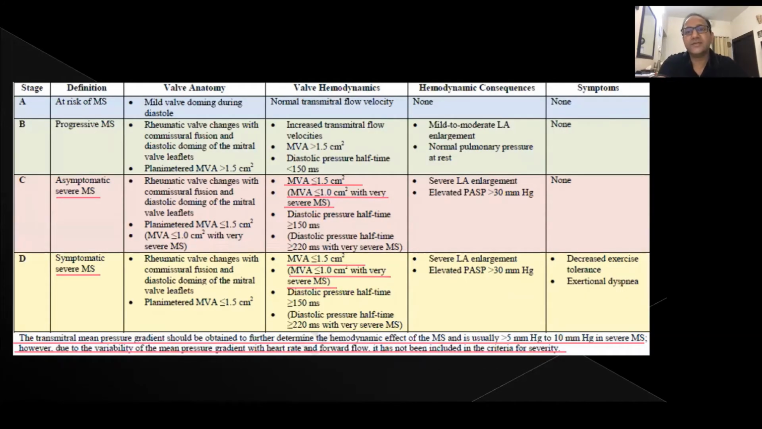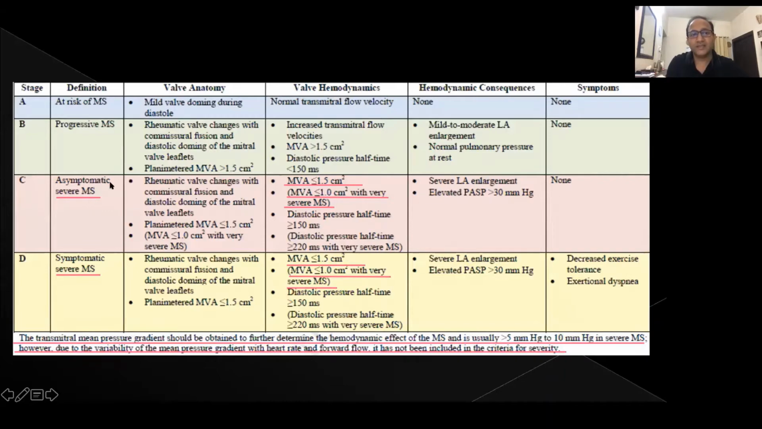Now, this is an interesting concept which the American Society of Echo or the ACC had proposed, based on the functionality of the mitral stenosis, the way it presents in clinical stages. Just like all other staging, A, B, C, D, A being at risk of MS, where you see a bit of mild doming, but there are no hemodynamic changes. Then there is progressive mitral stenosis, where the mitral valve area is above 1.5, and there is some LA enlargement, but the pulmonary pressures remain normal. And of course, there are rheumatic changes.